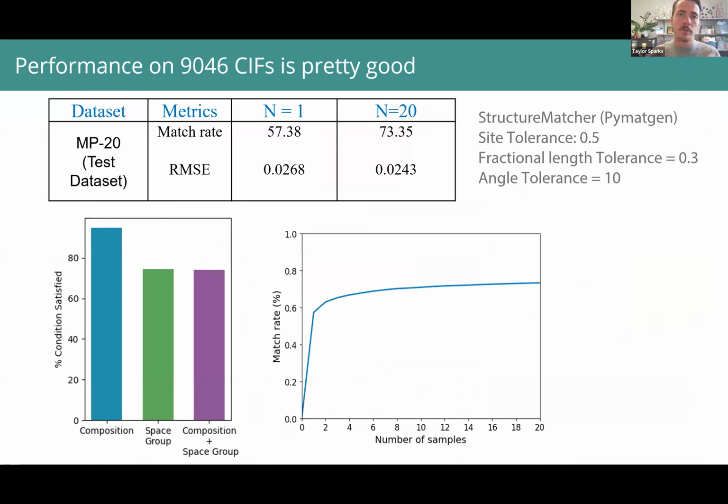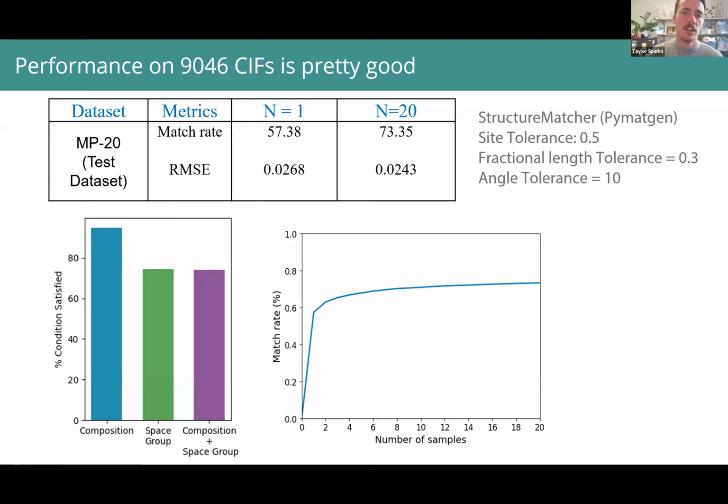So just so it was an apples to apples comparison, we used the same data set where they had 9,000 CIFs, and we generated them, and then we asked whether it matched them, right? When you generate a structure, does it match the real one? And by match, you can actually define that. We use the structure matcher in PyMatGen with these parameters, like the site tolerance has to be within 0.5, the fractional length has to be within 0.3, angle has to be within 10.